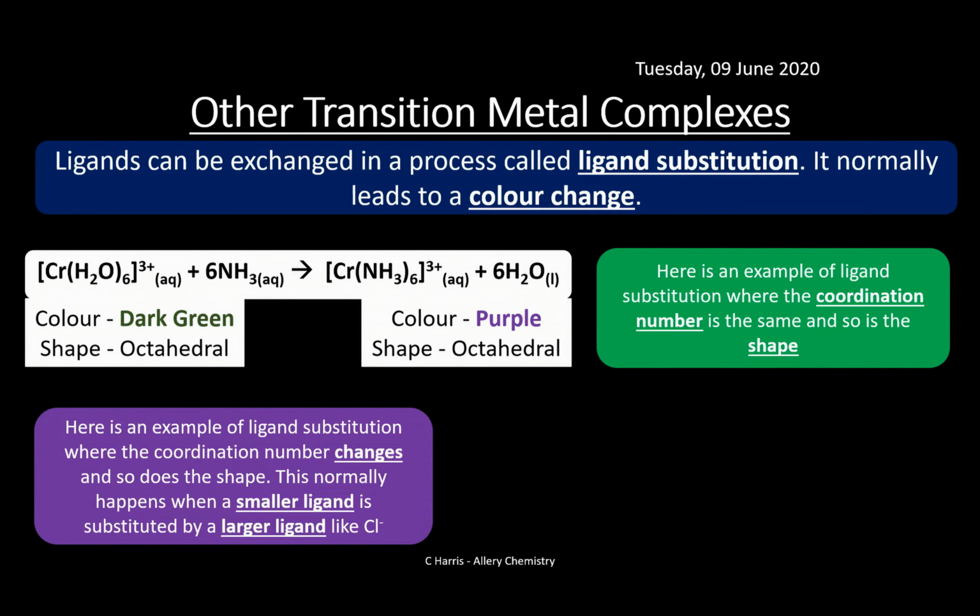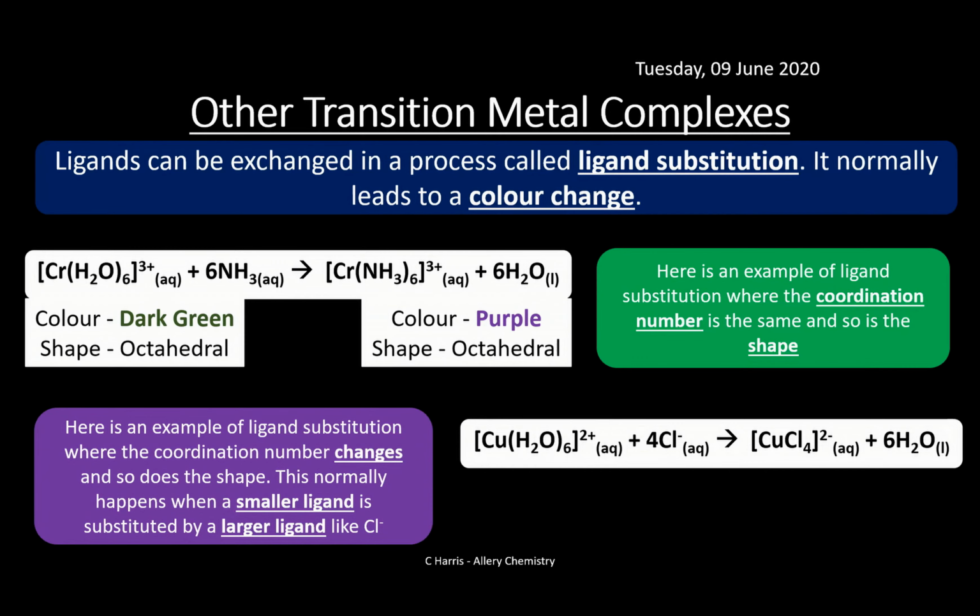And so here's an example of ligand substitution where the coordination number changes and so does the shape. This normally happens when we have a smaller ligand like water or ammonia or OH-, and that's exchanged for a bigger ligand like chloride, Cl-. So let's have a look at an example here. We've got copper hexaaqua here. We're going to add chloride ions. That could be hydrochloric acid, for example, which will give us this. So Cl- ions, and then we're going to form copper chloride, CuCl4 2-, plus your 6 waters as well.